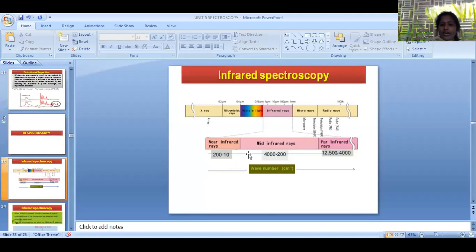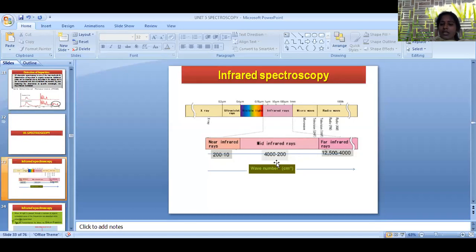So the infrared range is classified into three regions: near IR, which is very near to the UV region; the middle infrared region, 4000 to 200 centimeter inverse; and the far infrared region, in the range of 4000 to 12,500 centimeter inverse. All these values are indicated in the form of wave number values. Near IR is in the range of 10 to 200 centimeter inverse. 200 to 4000 is the middle IR.